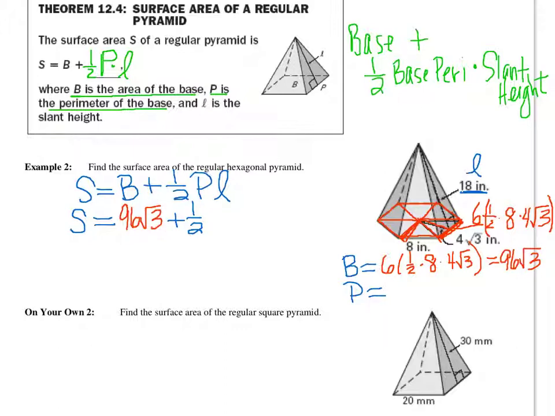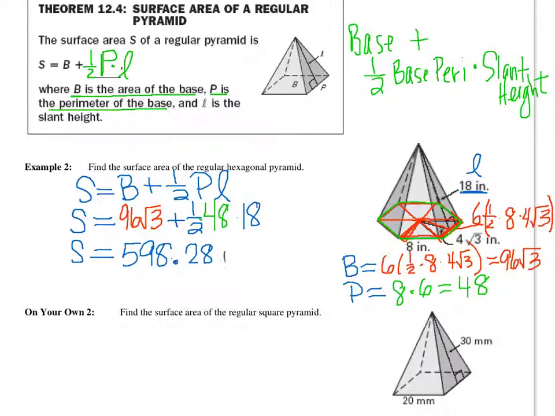That's my base area. Now my perimeter is a little bit easier to find on this one because, well, this is 8, and this is 8, and this is 8, and this is 8, and this is 8, and this is 8. So your perimeter is 8 times 6, because there's 6 of them, and that's 48. That's the perimeter of your base, so that's 48 times, and our slant height they gave to us, we said that's 18. So the surface area, if you multiply that all out, you'll get 598 and 28 hundredths, and my unit would be inches squared.